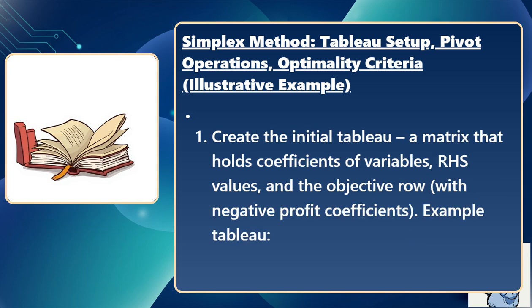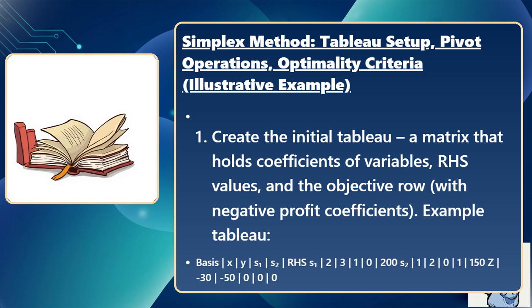2. Create the initial tableau, a matrix that holds coefficients of variables, right-hand side values, and the objective row with negative profit coefficients. Example tableau. Basis column x, y, s sub 1, s sub 2, RHS. Row 1: s sub 1, 2, 3, 1, 0, 200. Row 2: s sub 2, 1, 2, 0, 1, 150. Row 3: z, negative 30, negative 50, 0, 0, 0.